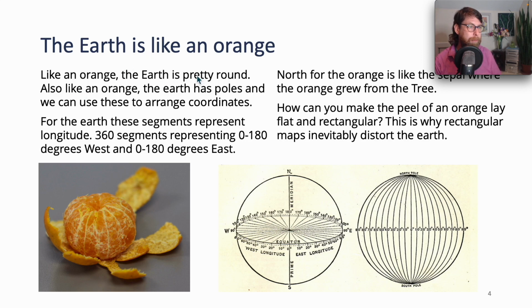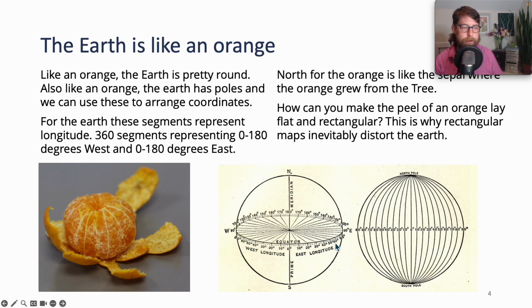It's not perfectly round, but close enough. And it has poles. And we have this little diagram here. It's got a north and a south pole, and we could use these poles to arrange coordinates. For the Earth, these segments represent longitude. So 360 segments represent 180 degrees west, and then another 180 degrees east. So we can go around west to east or east to west, and that's 180.